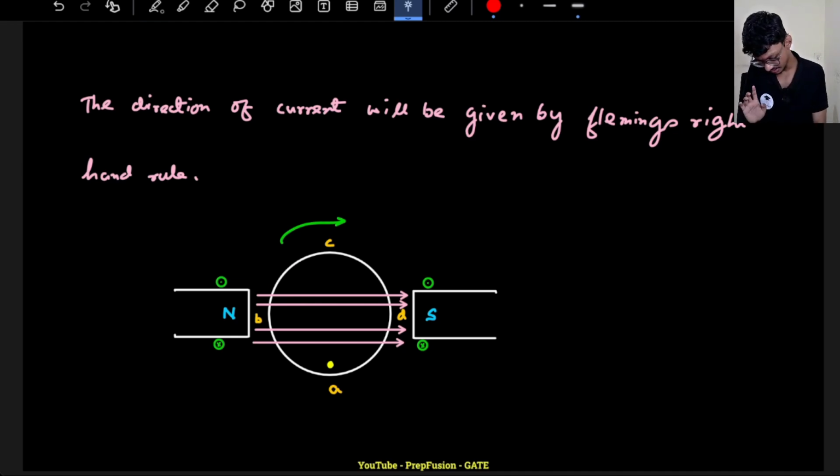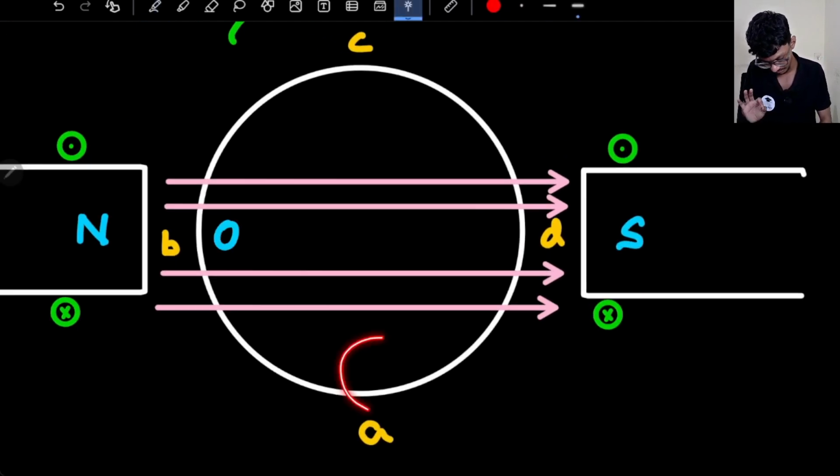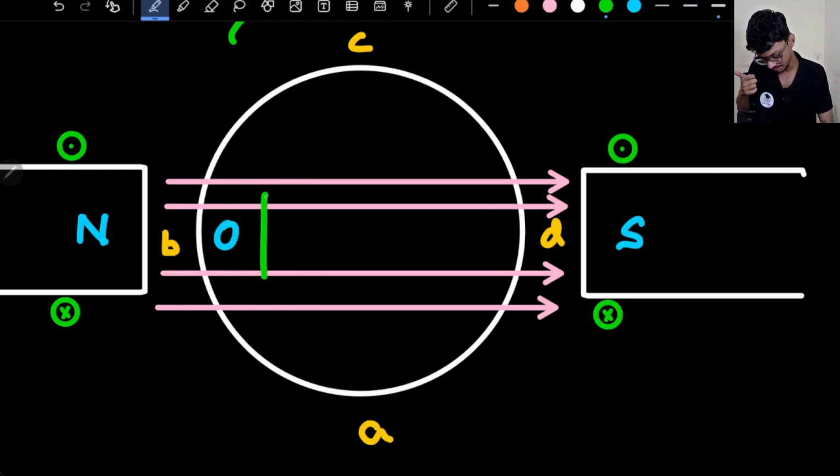If my conductor is somewhere here, not here, because here there is no magnetic field, right? Here only there is magnetic field. So here what is the direction of the rotation? It is to the top, right? So the thumb will be to the top. Again the magnetic field is on the right hand side, so my current will be coming towards me. Sorry, this is the left hand, so I have to use the right hand.